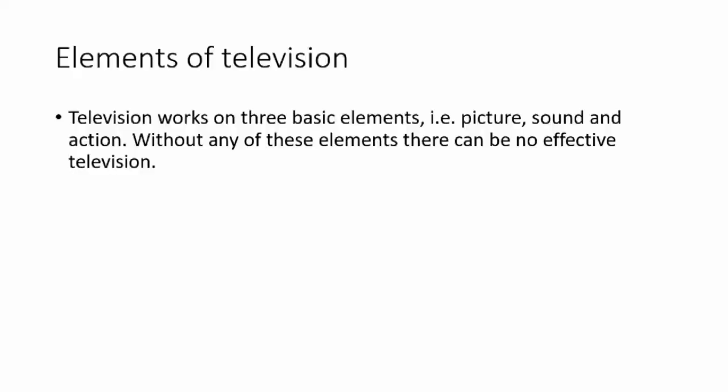If you see pictures and you don't hear sound, it will take you a maximum of 10 or 15 minutes to switch off. And if you switch into a TV station or channel and you hear the sound, you can see visuals, but there's no action in it. It will be more or less like listening to radio whilst there is a still picture in front of you. And that is why we say that television works on these three basic elements: picture, sound, and action. Without any of these elements, you cannot talk of any effective television programming. That is what we mean by the elements of television. So if you are asked what are the elements of television, you say 1, picture, 2, sound, and 3, action. Once you have all these three, then you are watching a television program or you are doing a television program.